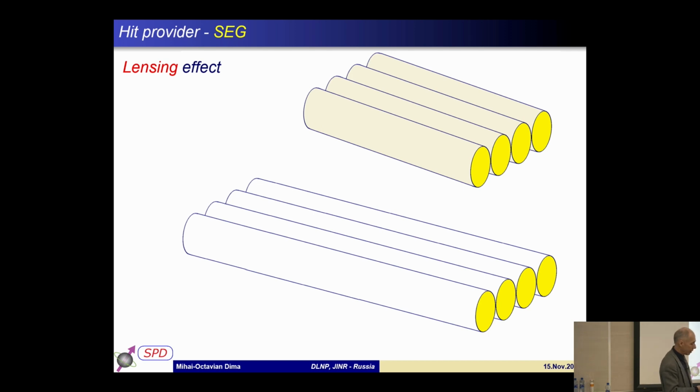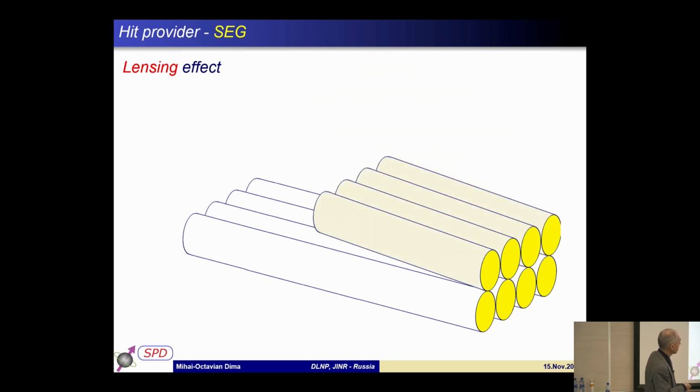And now about pattern recognition. I've been doing a little bit of thinking about this. I did not have much time because I worked on the helix fit. So this is how the straws are in SPD. Some are aligned with the beam line, and the others are at a small angle. I think it's about 6 degrees or something.